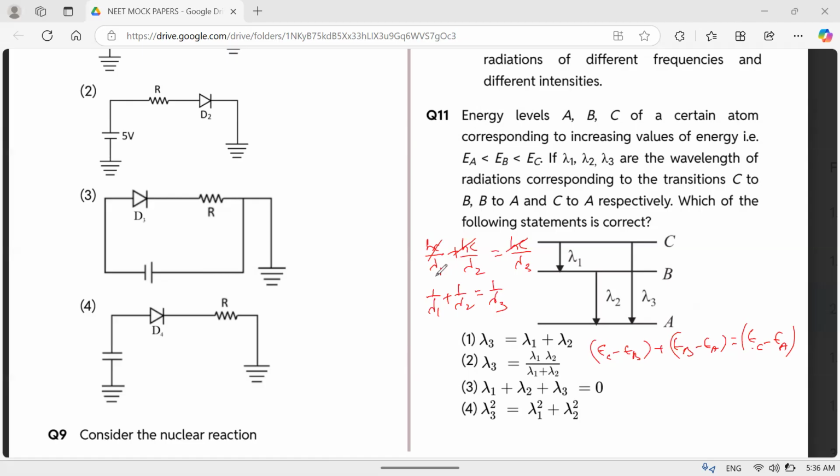How much, beta? Am I audible? Yes, sir. So how much am I getting for lambda 3? Lambda 3 will be equal to lambda 1 into lambda 2 divided by lambda 1 plus lambda 2. Done. Second option will be the answer. Sure.